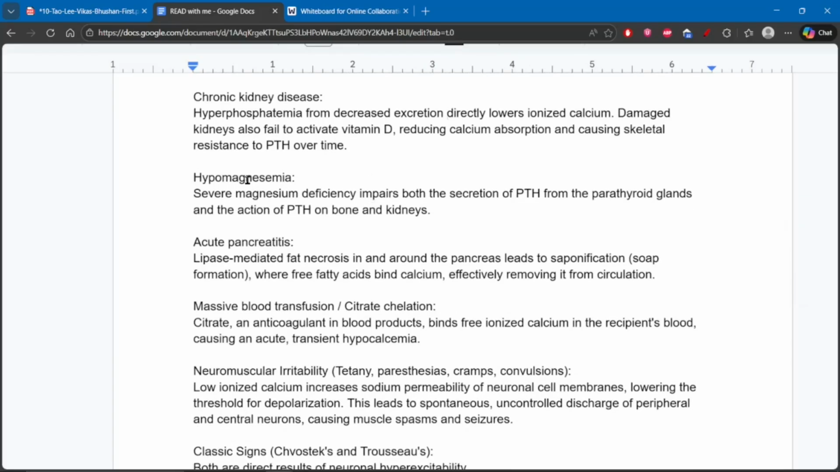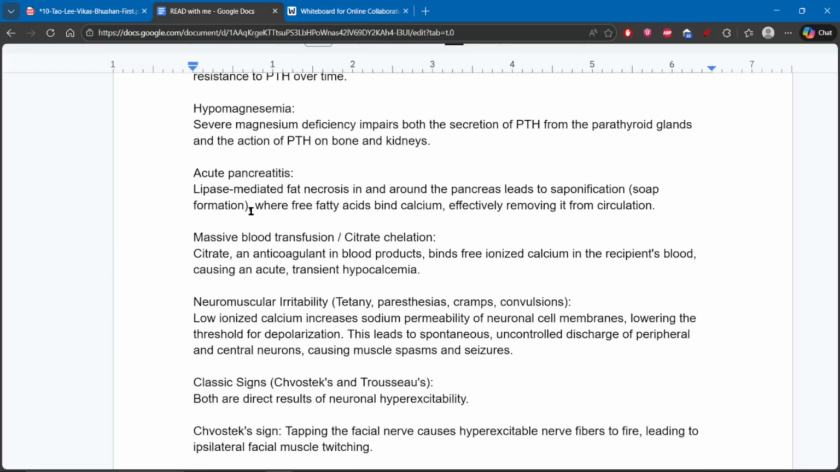How does hypomagnesemia cause hypocalcemia? So what happens is that severe magnesium deficiency impairs both the secretion of PTH from the parathyroid glands and the action of PTH on the bones and kidneys. So, as we discussed earlier, magnesium is an important cofactor for the receptors of the parathyroid glands that you need to keep in mind.